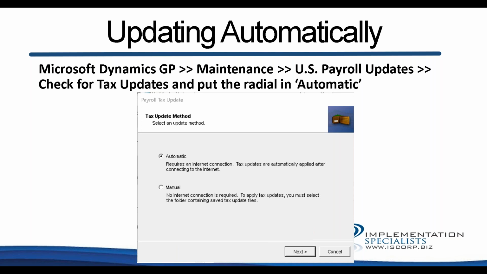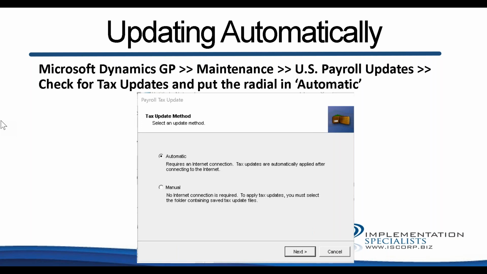All right, updating automatically. We'll go through the slide deck first, and then we will hop back into GP afterwards and give you that walkthrough. The automatic and the manual process both start within GP. If you go to Microsoft Dynamics GP, Maintenance, U.S. Payroll Updates, then you'll be presented two options, automatic or manual.